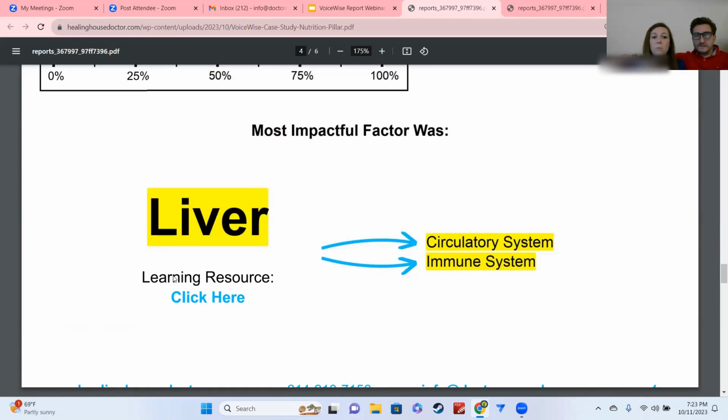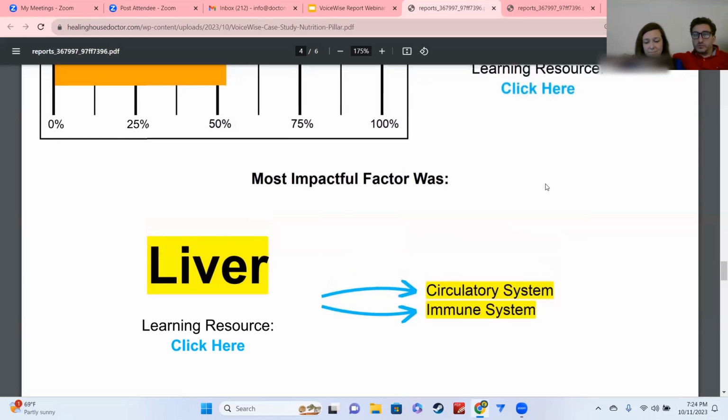And so there will be a learning resource under this factor that, again, this is dynamic, this changes, it's highlighted. So if you click on this learning resource, it will take you to a video that will help give you immediate action steps. And you can look at ways to support your liver, right?